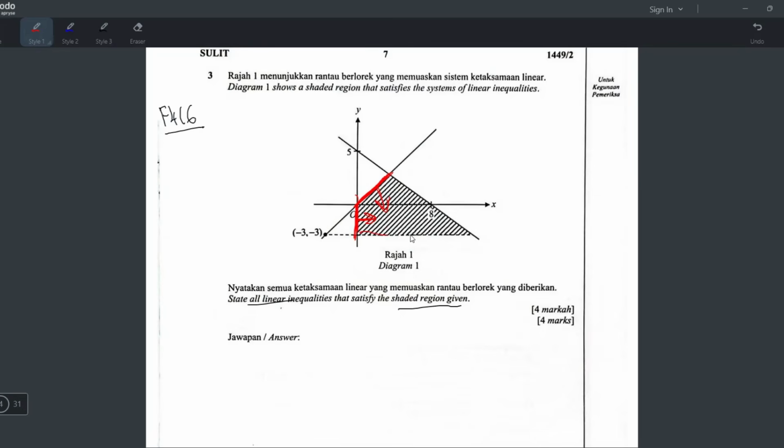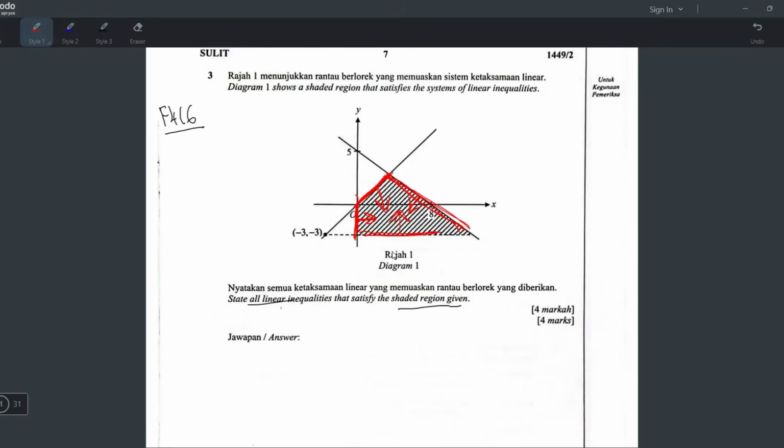Okay. Then what about this line? Okay, this line is a horizontal line, so look up and down. So the shaded region is above, so I have to write bigger. And then the final line, this slanted line, you have to write smaller because the shaded region is below this line. But I cannot write the bigger, smaller now because I don't have the equation for all these lines.